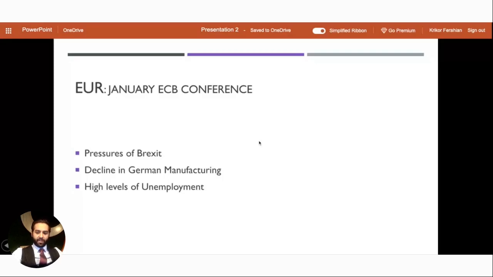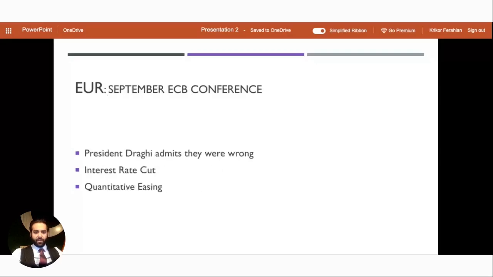Wouldn't you know it, 9 months pass, 8 months. And September, another ECB conference at the European Central Bank. President Draghi admits that they were wrong because the euro kept dropping and dropping and dropping. The Eurozone kept weakening. Growth was minimal, if that, right? So he comes up and he says, you know what? We were wrong. We made a bad decision in not taking a more expansionary approach to monetary policy. We're going to get to that word in a bit and describe it.